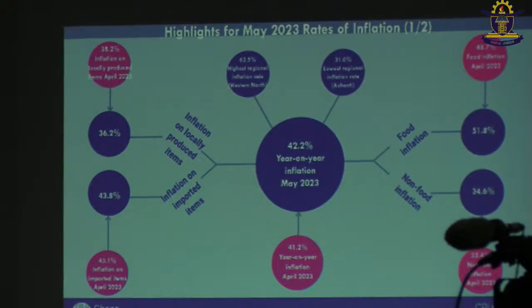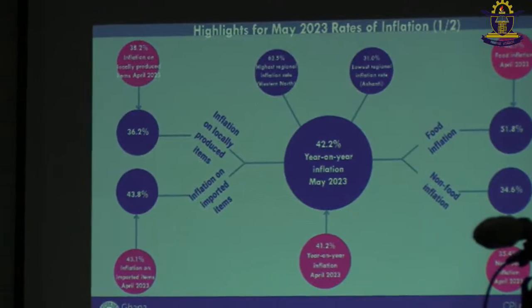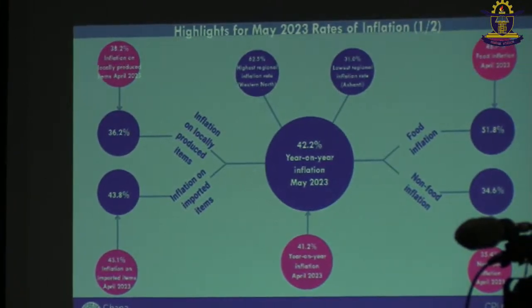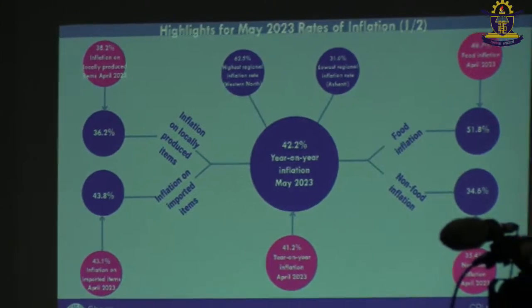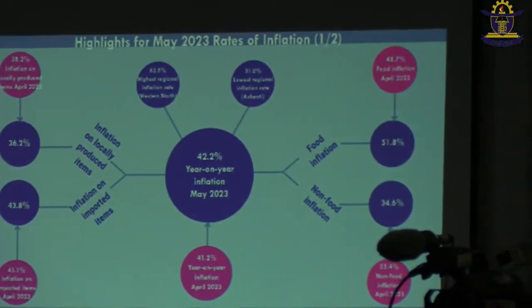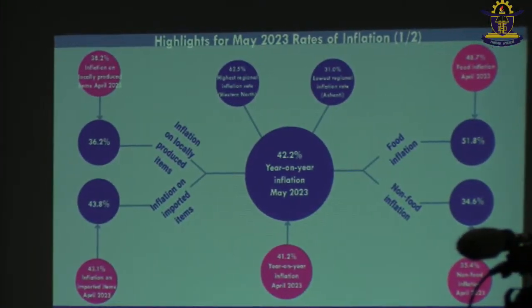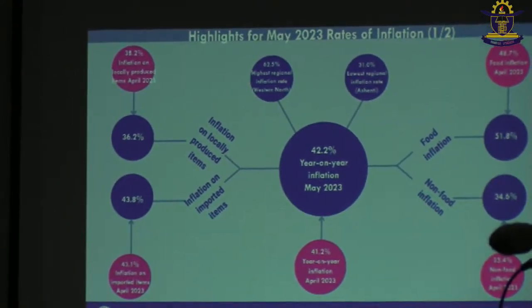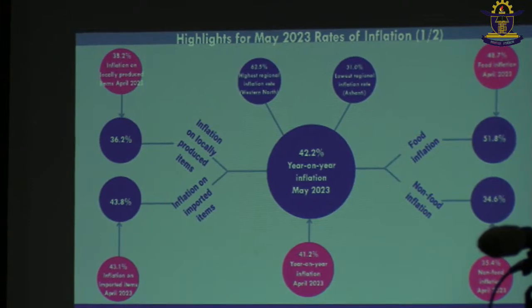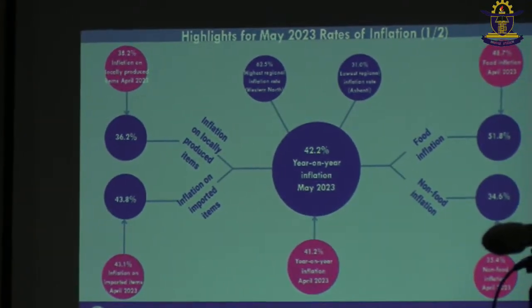From a food and non-food perspective, for the first time in several months we have recorded a very high variation between food and non-food inflation, with food inflation standing at 51.8% for the month of May 2023. We see an upward increase in food inflation from 48.7% recorded in April 2023 to 51.8% for May 2023. Contrary to that, we see a decline in non-food inflation. In April 2023, non-food inflation stood at 35.4%, and this has declined by 0.8 percentage points in May 2023.